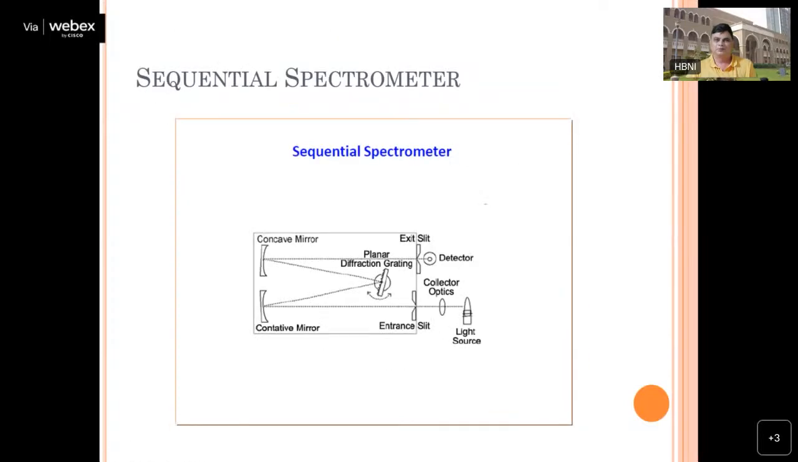So this is the block diagram of the sequential spectrometer. Sequential means each element will be analyzed one by one. In this case, the detector is the photomultiplier tube. If I have to analyze sodium, I will do sodium. If I do lead, I will set it for lead. So sequentially, I will do the analysis. It is basically more sensitive, but time consuming.